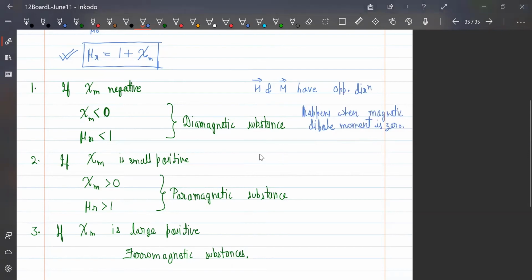And in this case, of course, xi m is positive, so H vector and M vector have the same directions. This happens when atoms and molecules have a net magnetic dipole.